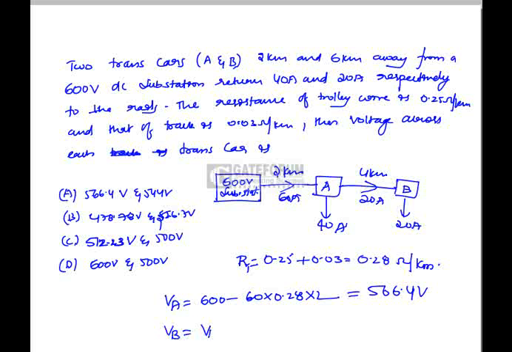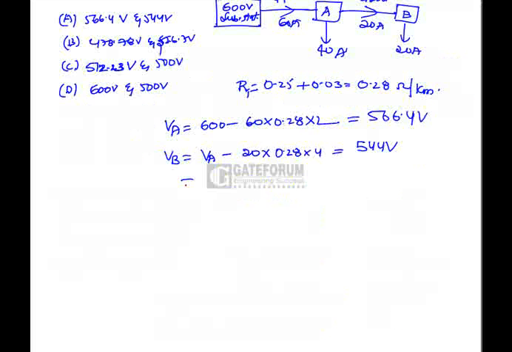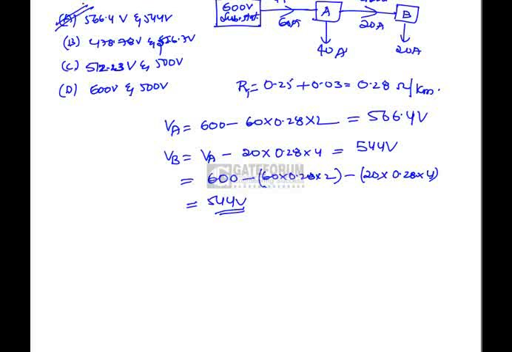Similarly, the voltage across trans car B is VA minus the drop in the line, that is 20 into the 4 kilometer line, 0.28 into 4, which is equal to 544 volts. Otherwise you can write this as 600 minus the drop in the lines, which is of 6 kilometers: 60 into 0.28 into 2 minus 20 into 0.28 into 4. This is also equal to 544 volts. The answer is option A.